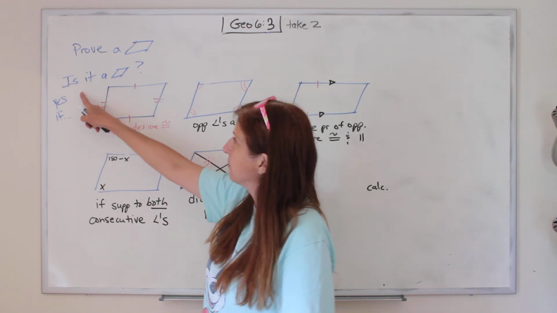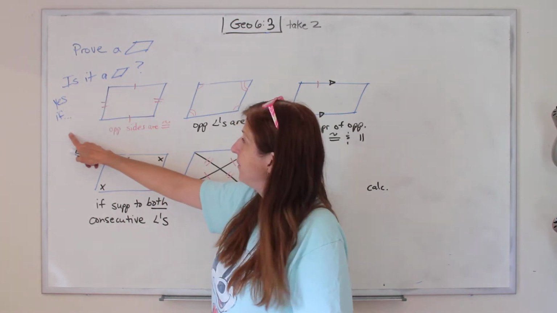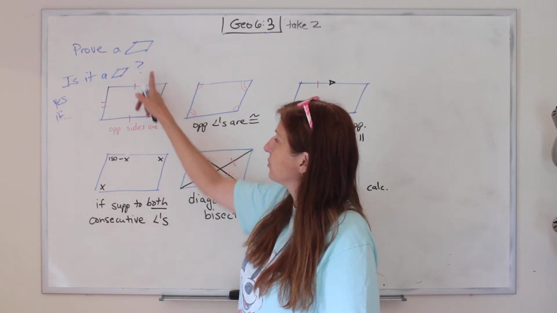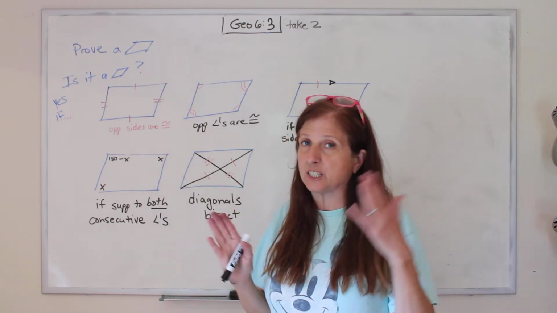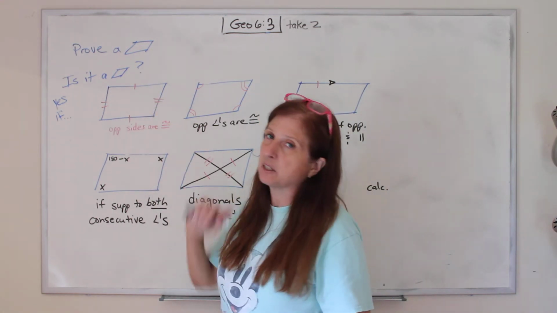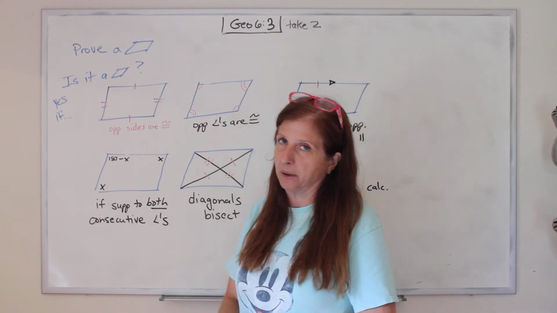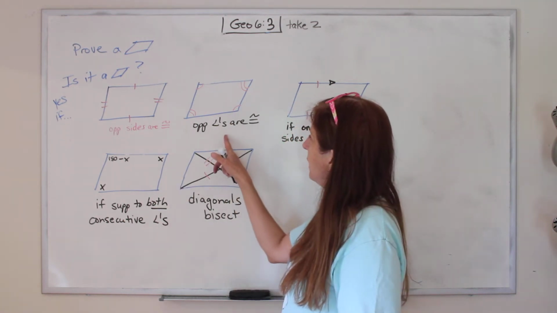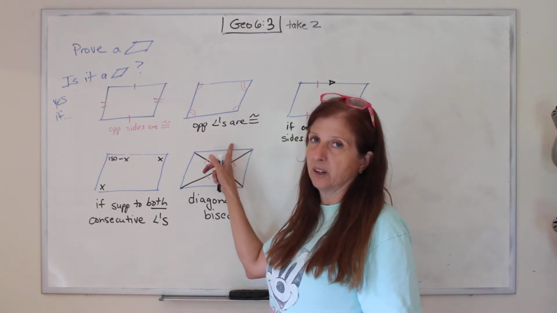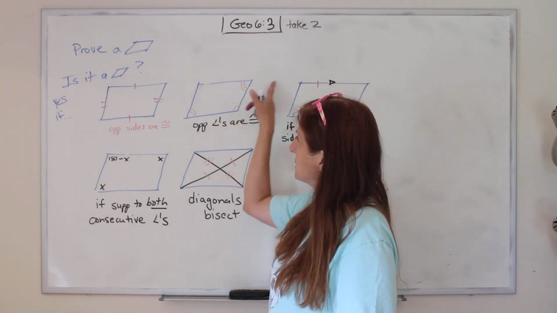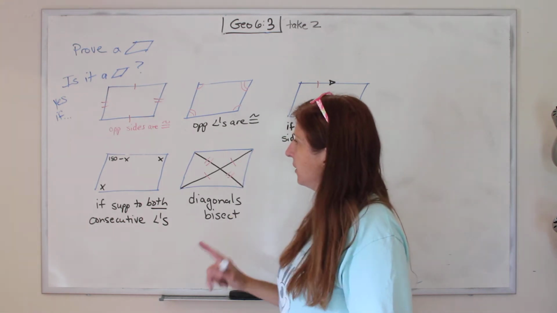Okay, so this is the first one. Is it a parallelogram? Yes, if opposite sides are congruent. So if you can prove opposite sides of a shape are congruent, it is a parallelogram. These two sides are parallel and those two sides are parallel. Here's our next one. If opposite angles are congruent, it's a parallelogram. So opposite ones across this way, if they're the same, it's a parallelogram.